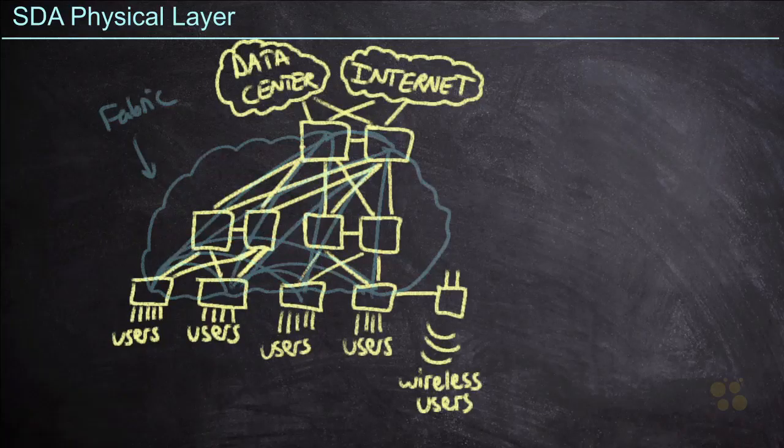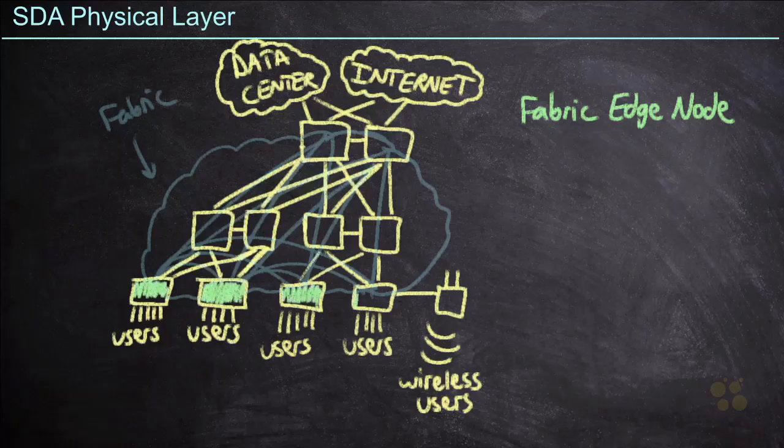Now when it comes to the physical component, Cisco breaks this down into 4 different nodes or sets of responsibilities in the fabric. First of all, we have a fabric edge node. The fabric edge node is where we connect our users. It's the edge of the fabric. So look down here to where the users connect into the network, and these are all fabric edge nodes. So we'll label these with green.